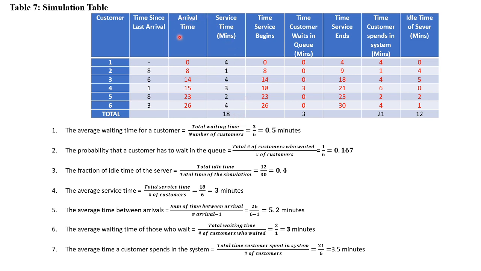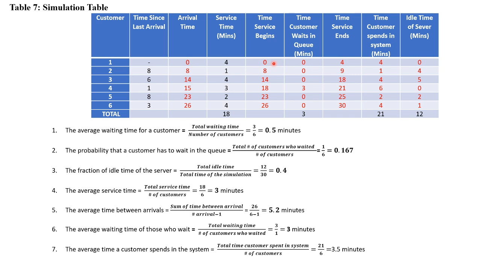So first we have to determine the arrival time. Let's take customer 1 for instance. Customer 1 is the first customer coming into the system, and there is no time difference there, so it just came at time 0. The arrival time for customer 1 is 0. And we come to the time service begins. Customer 1 arrived when nobody had arrived, so the time service begins is time 0.